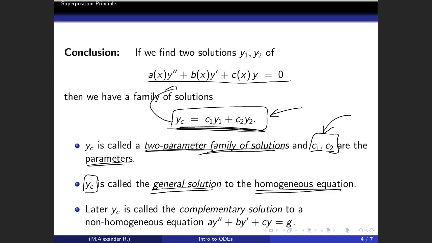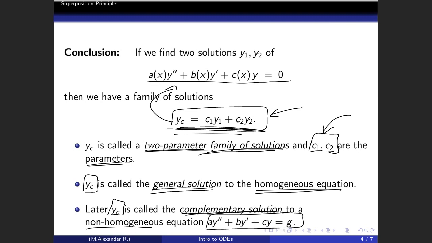Okay. And then also one more piece of terminology. This same function later on is also going to be called the complementary solution, the complementary solution to the non-homogeneous equation that has this format.